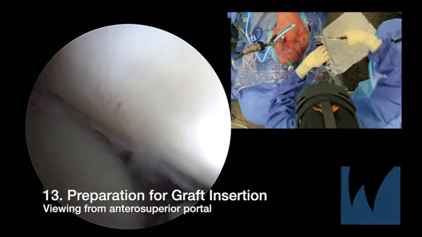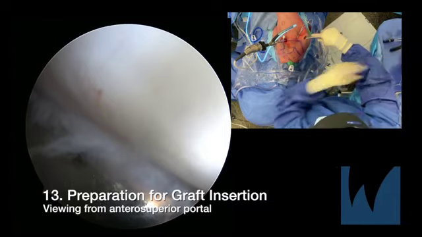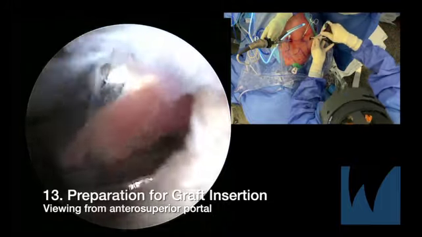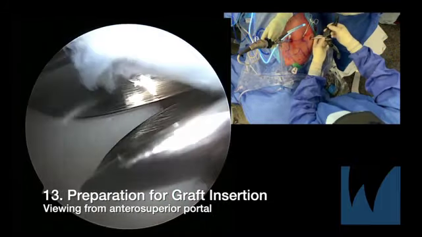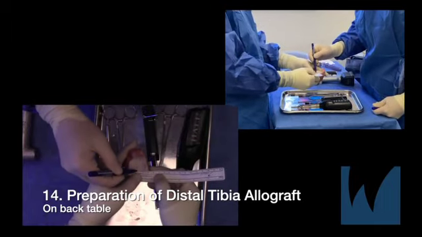The posterior portal is repositioned to guide the graft parallel onto the glenoid. Through the posterior portal, 2 half pipes are used for guidance to create enough space and protect surrounding soft tissue during graft insertion. The frozen distal tibia allograft is prepared on the table in the operating room.